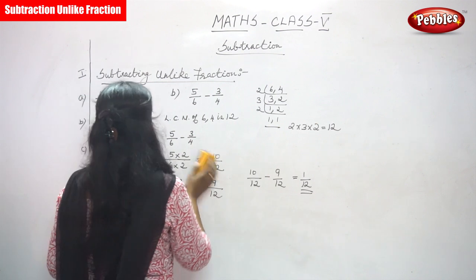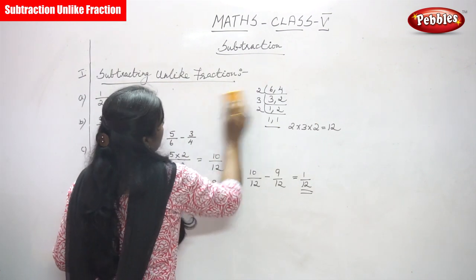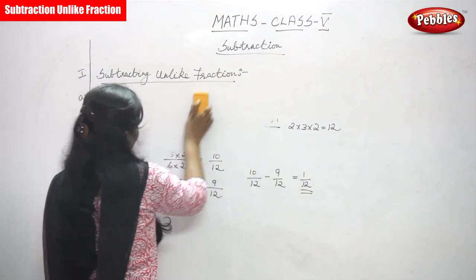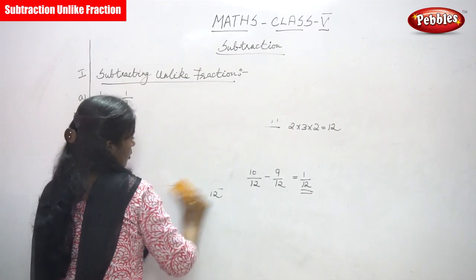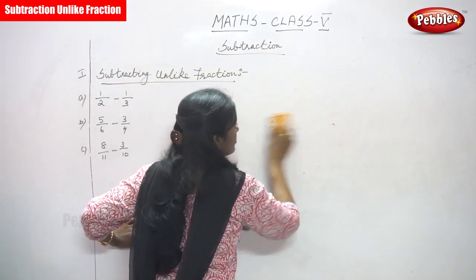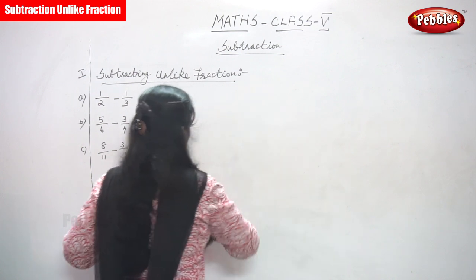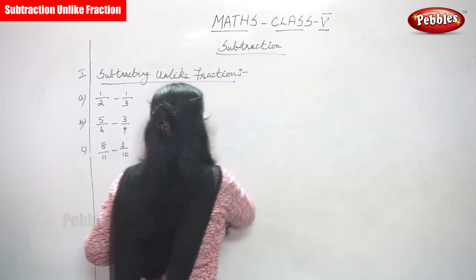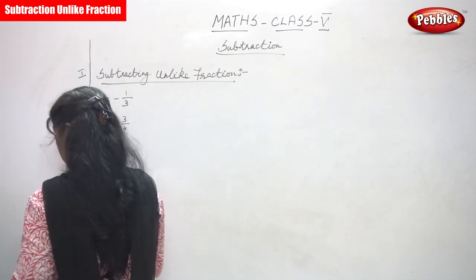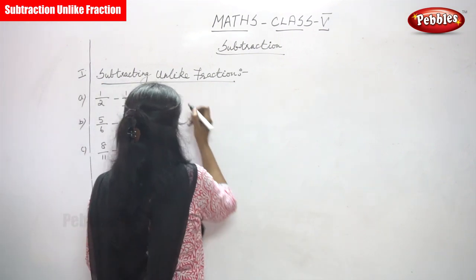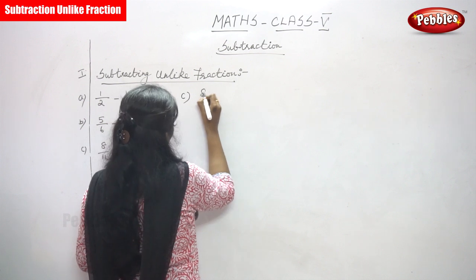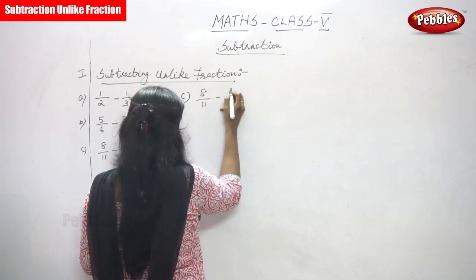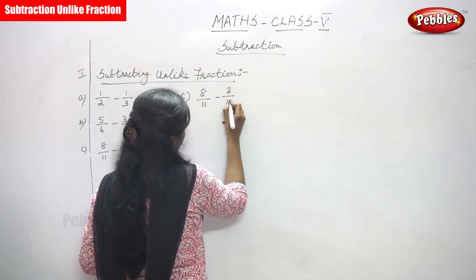Next sum you have to see. It's the third sum, the last sum that you are going to see. That is 8 by 11 minus 3 by 10.